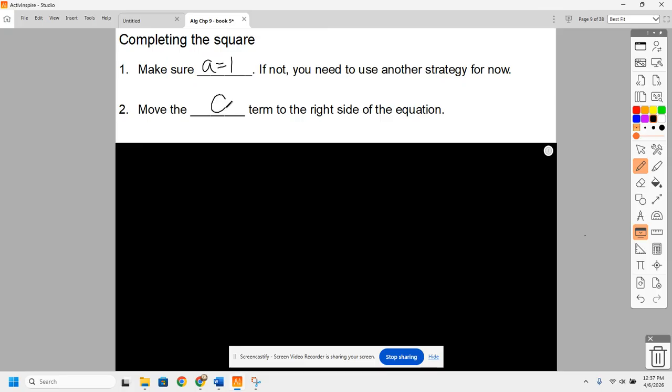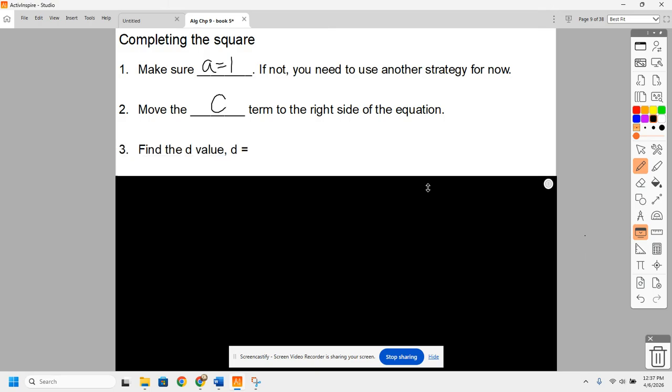So the c term, we've talked a lot about the a and the c term. But we need to talk about actually all 3 terms today, because step 3 says let's go find the d value. D, we've never talked about d before. Well, d is b divided by 2 squared. So we need to refresh what a, b, and c are.